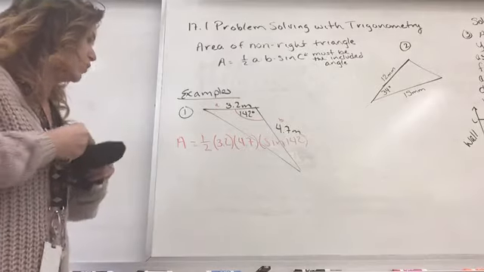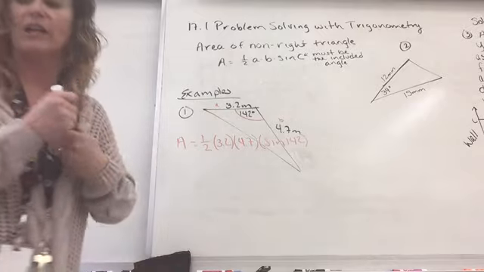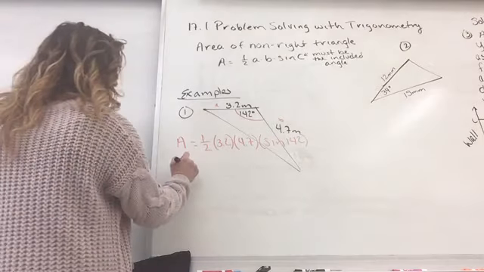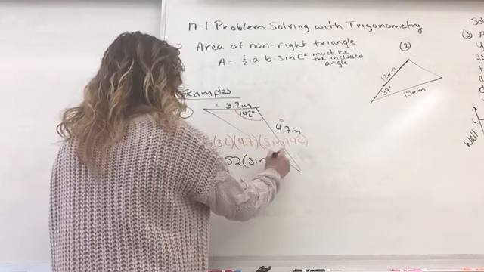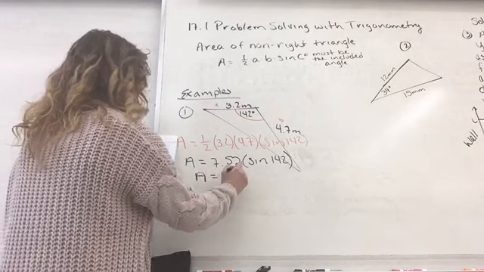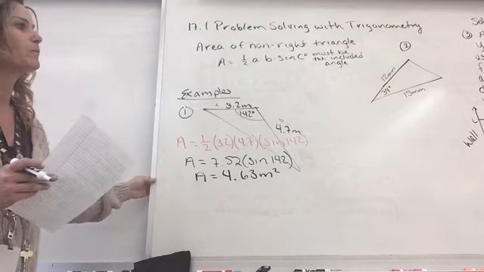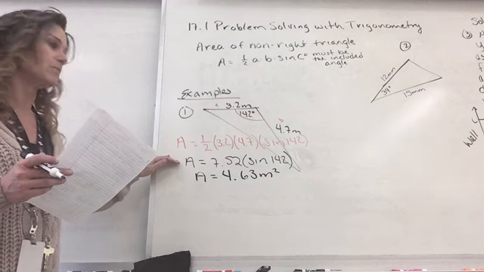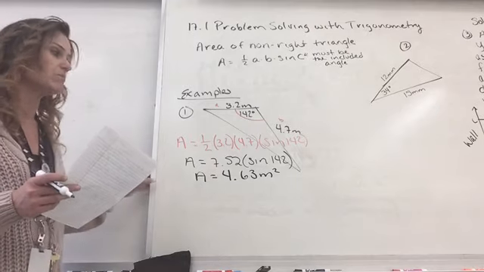And again, yes, you must show me the substitution, but from this point, plug things into your calculators. So substitution must be shown. When I start simplifying it, I get A equals 7.52 times the sine of 142. You should be checking, and we get 4.63 meters squared as my area of that triangle. I would prefer you to show a little of the simplification of the numbers, so that if you punch something in your calculator wrong and get the wrong answer, I can always give you some partial credit.